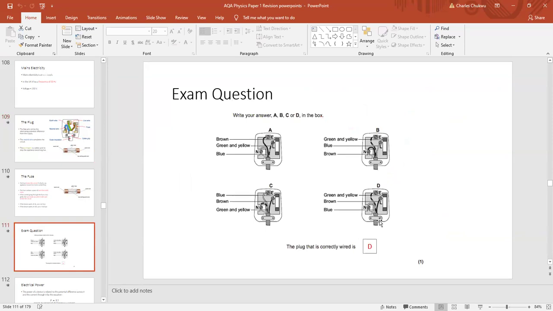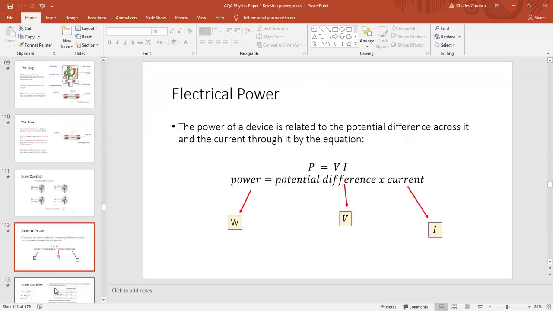All right, so remember the colors: green and yellow is earth, brown is for live, and blue is for neutral. Okay, so moving on.